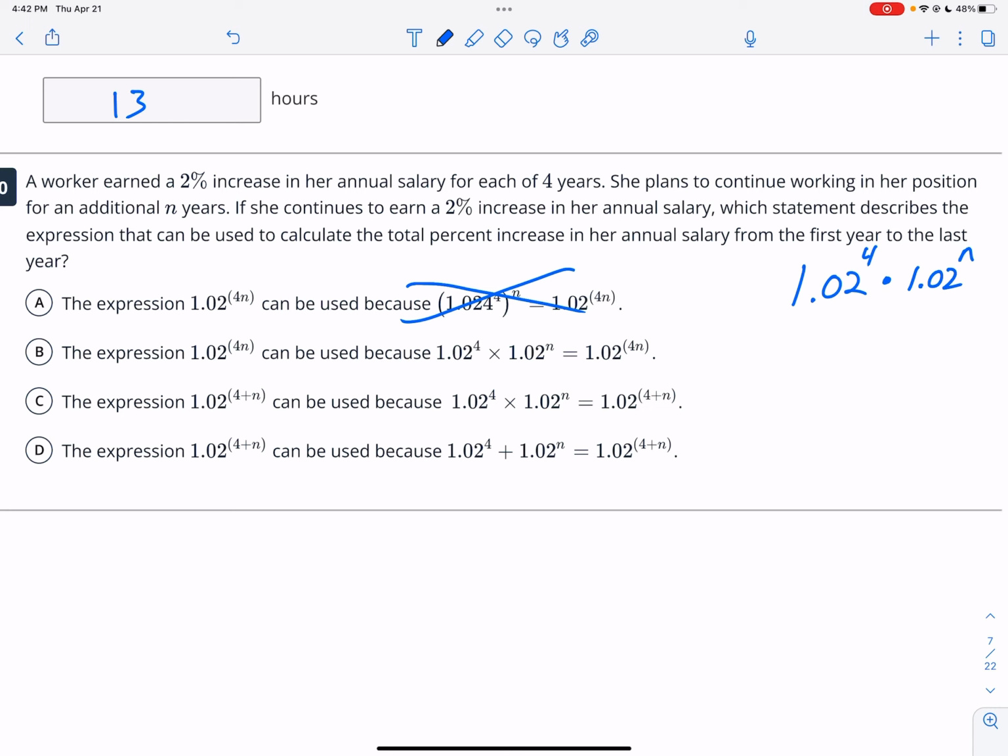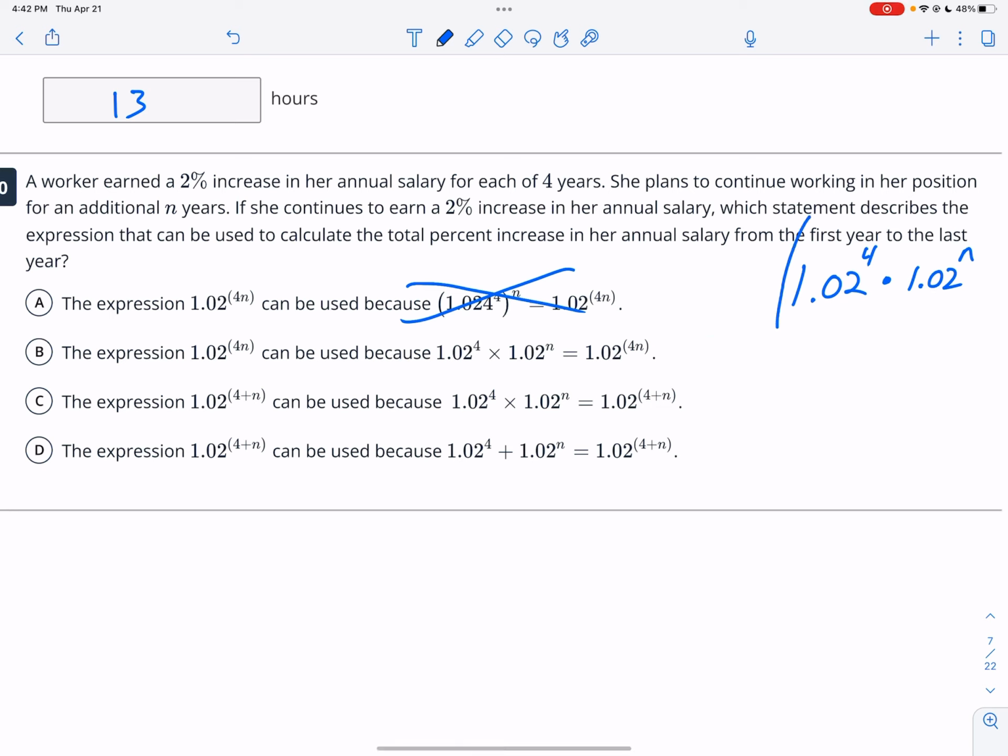But she could have just looked at her bank statements and said 1.02 to the 4. I don't need to write that. I could just write what my salary is and then just keep multiplying that by 1.02 to however many years. But that's not the kind of problem we have right now. But this will be what it is right here. This is the first 4 years of increases. So her salary is technically like that. We don't know what her salary is.